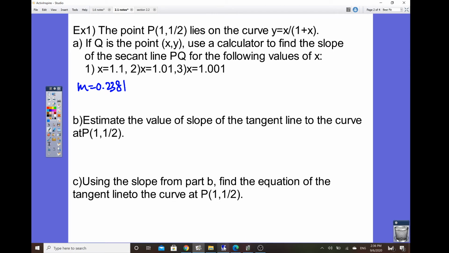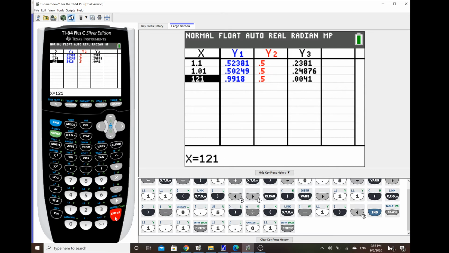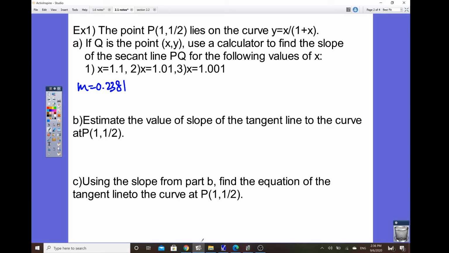And now what about the slope at 1.01 to 1? Okay, now let's find out what that is. On the calculator, 1.01. And the slope from 1.01 to 1 is 0.24876. So 0.24876.